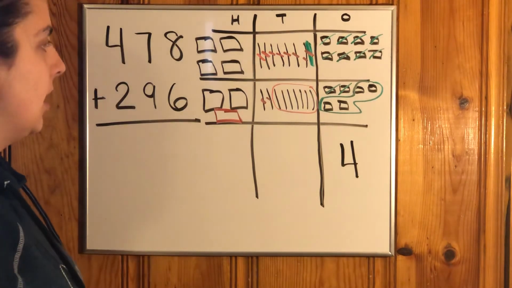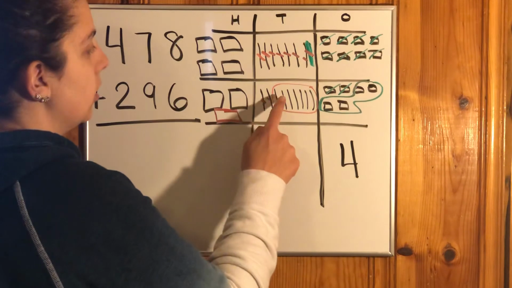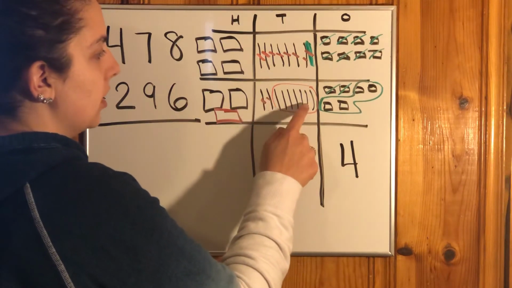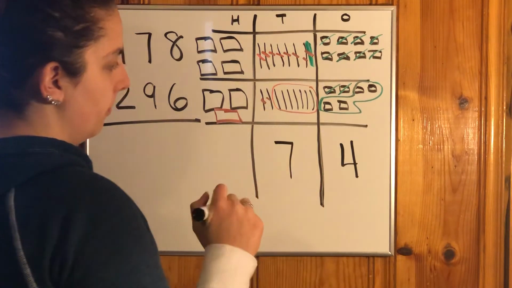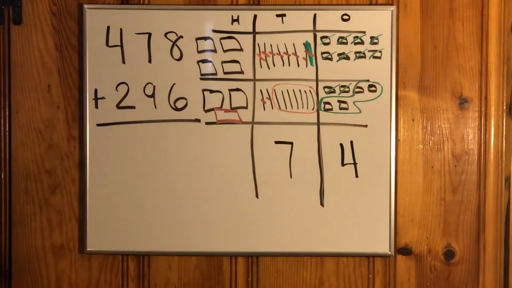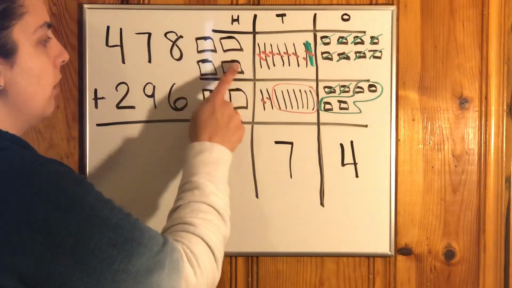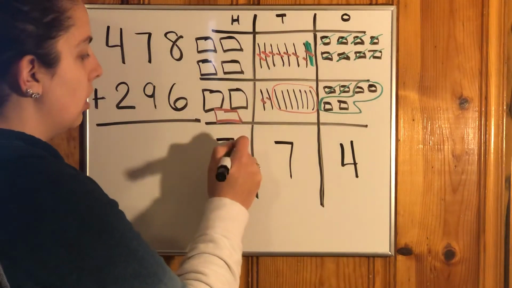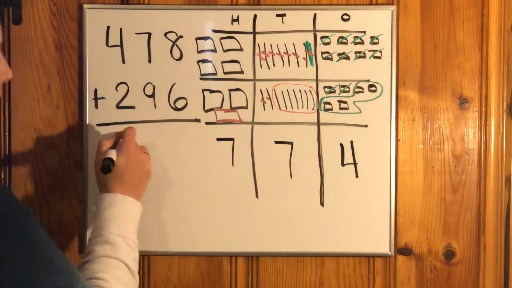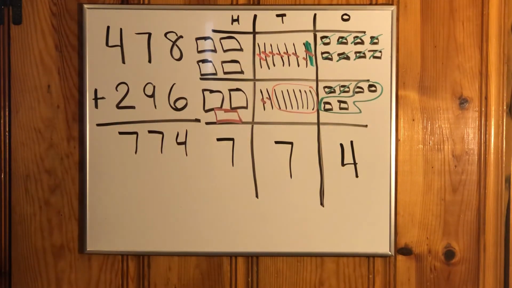So in the tens place, I'm left with how many in my red circle? 1, 2, 3, 4, 5, 6, 7. So the 7 is my sum. Okay, now the hundreds. 1, 2, 3, 4, 5, 6, 7. It's less than 10, so I do not need to regroup. So my answer is 774. Take a minute to check that out.